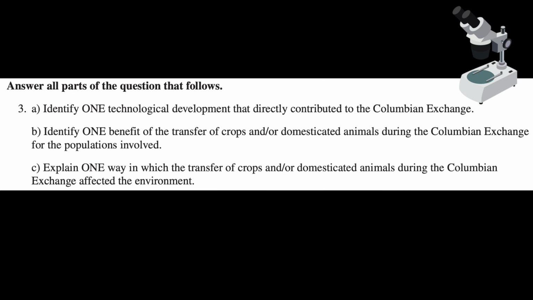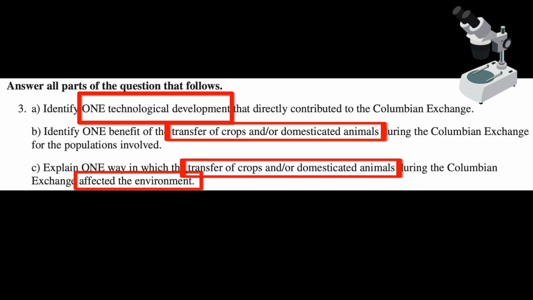We got 2 identifies and 1 explain. Not great, not terrible, we'll go with it. We've got a technological development, a transfer of crops, and a way that the transfer of crops affected the environment. Write that on there, people. Circle it like, I need this, I need this, I need this, right? That's what I need to do.